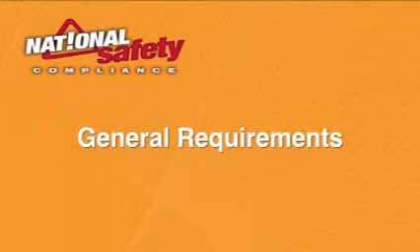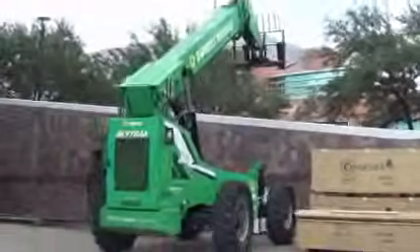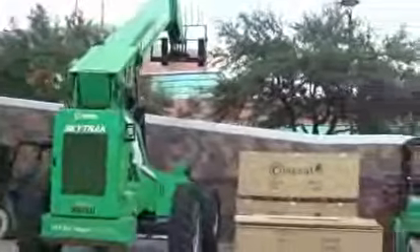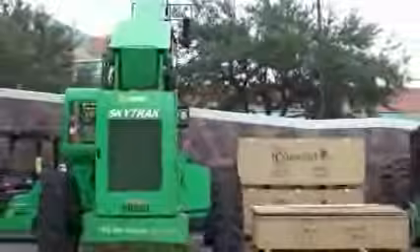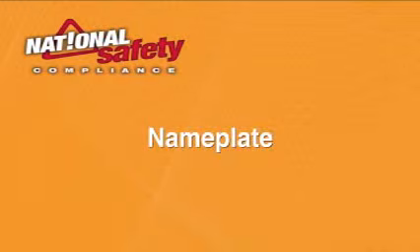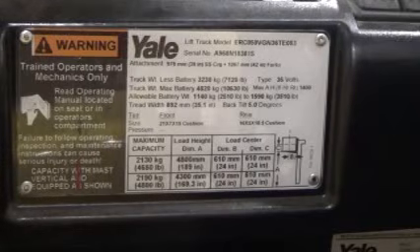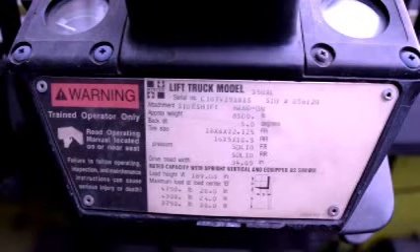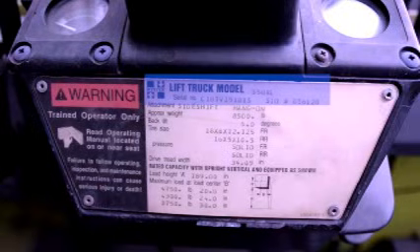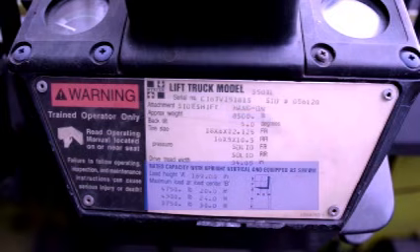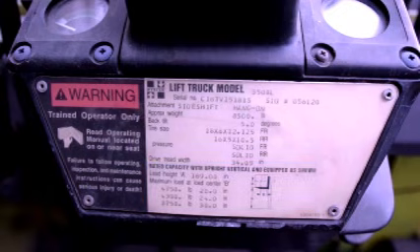General requirements. Every forklift has certain general requirements as mandated by OSHA. Nameplate. Forklifts must have a durable, corrosion-resistant, legible nameplate or data plate which provides important information such as the truck model and serial number, fuel type, forklift weight, and capacity. Employees need to know how to read and understand the nameplate and to know what the information means.